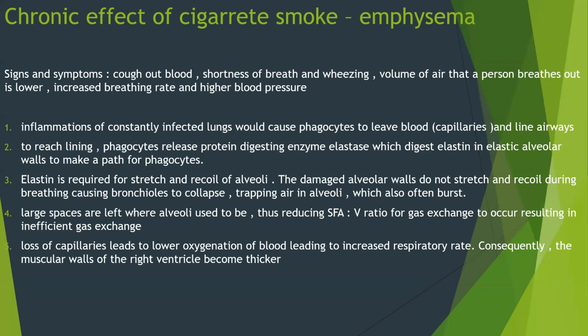So eventually it results in inefficient gas exchange, meaning there's gas exchange still taking place, but it's way slower. And the loss of capillaries leads to lower oxygenation of the blood. So there's also an increased respiratory rate. So we know that increased breathing rate is a symptom. Consequently, the muscular walls of the right ventricle become thicker, because you need to increase the amount of times blood needs to go to the lungs for oxygenation to take place.